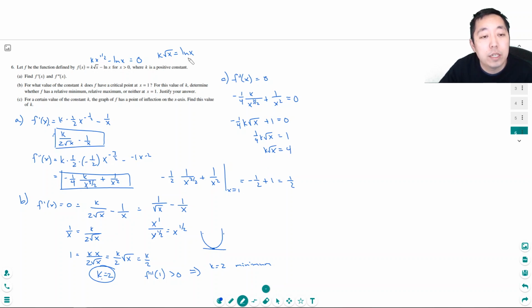When does root x equal ln x? Oh, I should just plot it. Root x looks like this, and ln x looks like this. So is it 1? No. When are they equal to each other? Because when I subtract them, they'd be 0. So I'm trying to find this point.